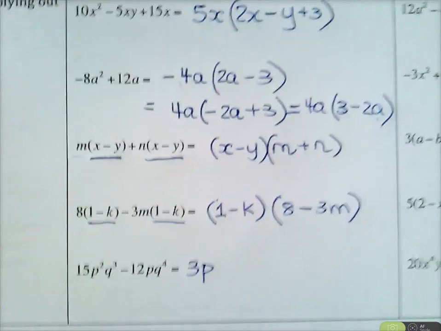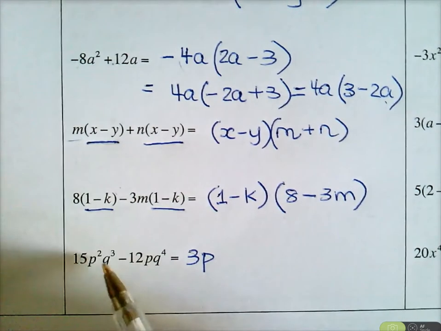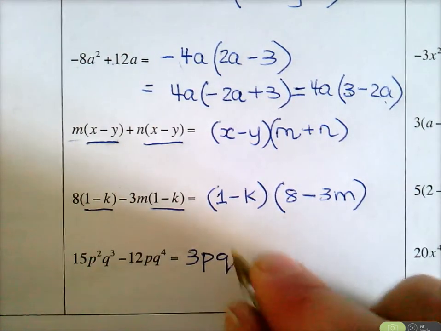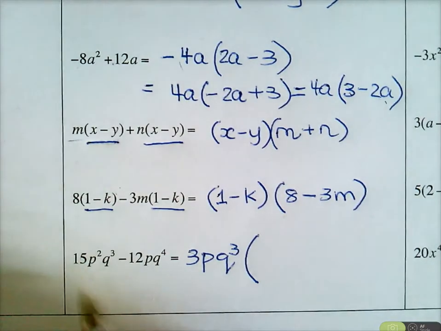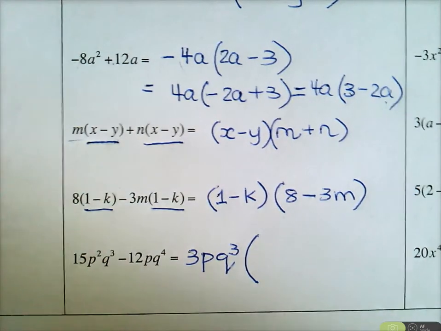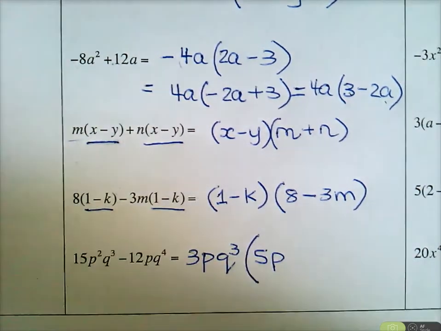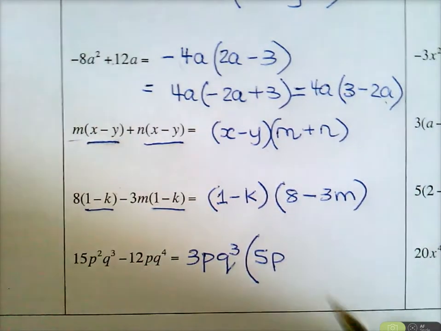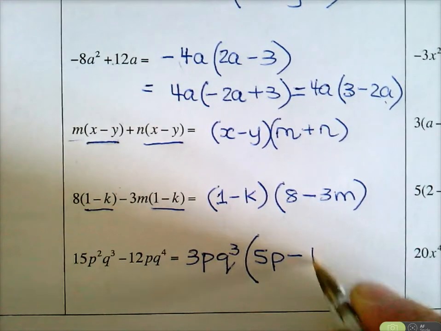Now, Q. How many Q's are common? 3. I've got Q cubed and Q to the power of 4. There's 3 Q's in each one. Minimum. That's the common factor. What's left over? How am I going to make 5? Yep, look at the P's. 1 P, that's right. No more Q's. Minus 3 times what? 4.